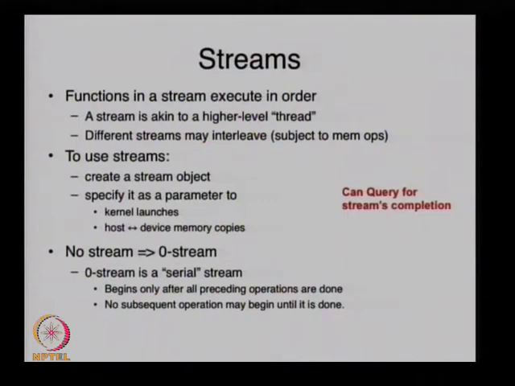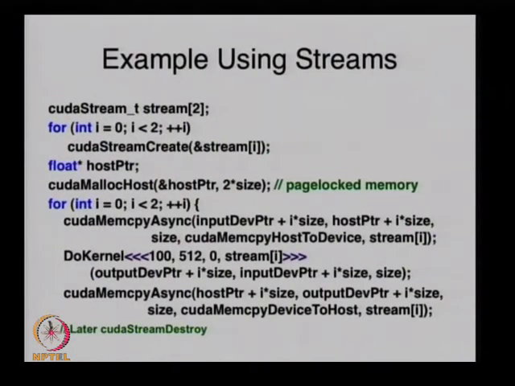You can also query a few things about the stream. You also have this notion of events. So you can say whether this stream has reached a certain point, and so on and so forth. But let's look at the example. You would declare some variables of type cudaStream_t and allocate a few streams. cudaStreamCreate as many streams as you like. Again, there's some maximum limit.